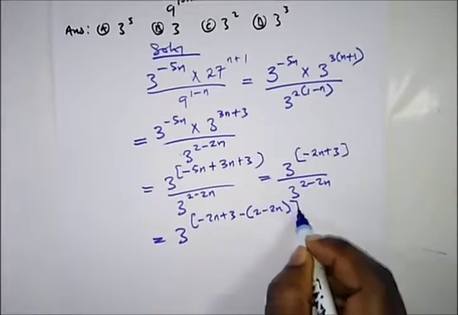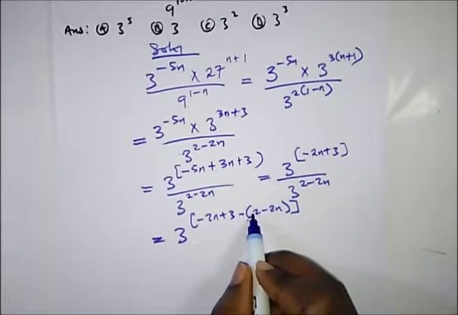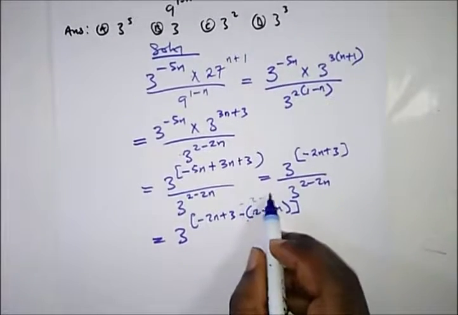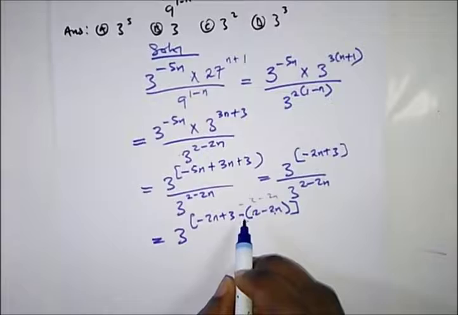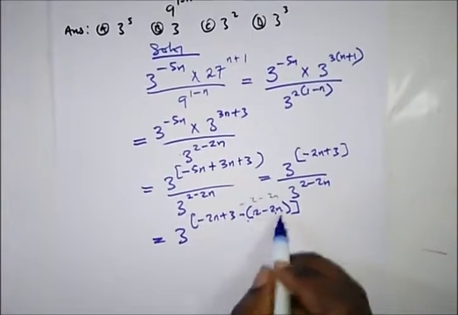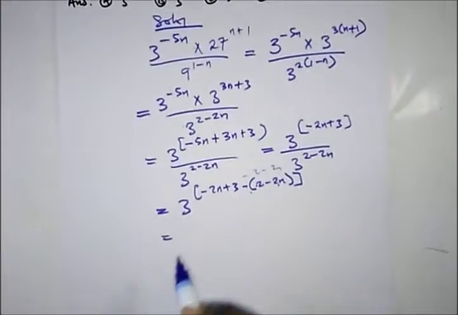Some people might get this confused. Always put brackets so that you multiply. The sign will affect this and also affect this. Don't just say minus 2n minus 2n. No, it wouldn't work out. You would get a wrong answer. So you have to put it in brackets. So when we multiply, this will be a plus. So here we have what?